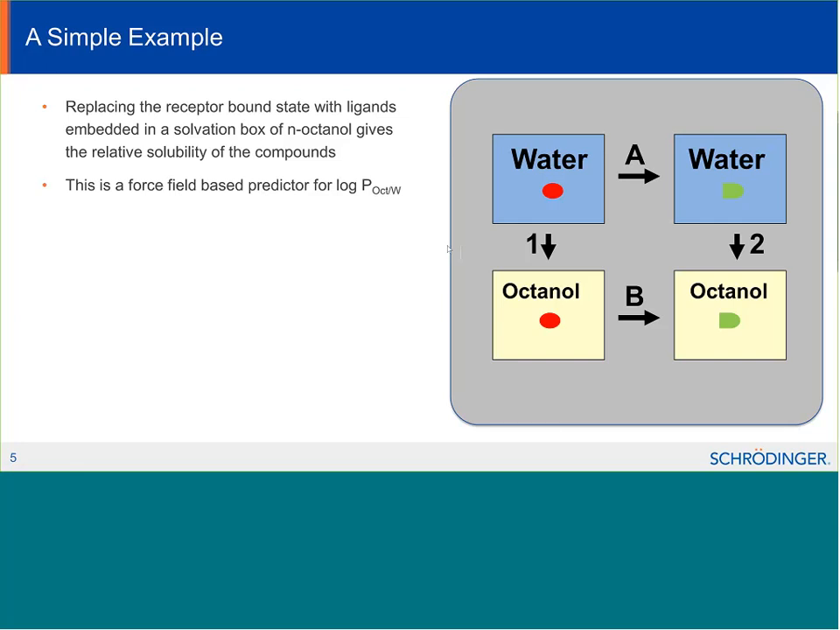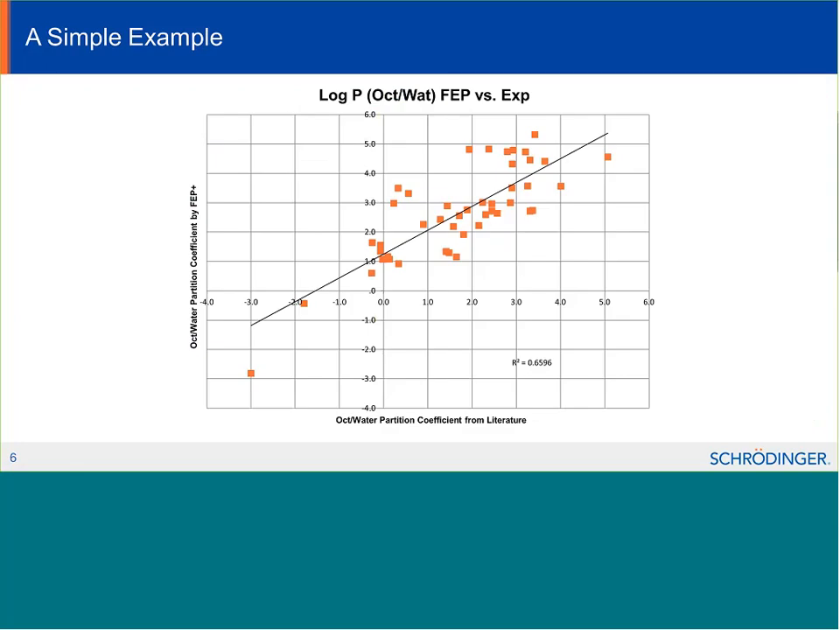And to give you just some basic results here, this is for a series of a few dozen drug-like molecules. You see that the FEP predicted octanol water partition coefficient correlates reasonably well with the literature data. As usual, there is a correlation, but the function is noisy. There's a few outliers. There's a few deviations. We could look for more complex reasons for that.